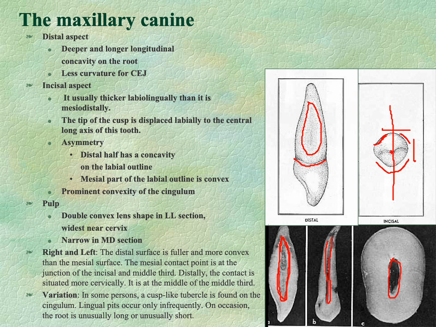The mesial surface is fuller and more convex than the distal surface. The mesial contact point is at the junction of the incisal and the middle third. Distally, the contact is situated more cervically, in the middle of the middle third. In some people, a cusp-like tubercle is found on the cingulum. Lingual pits occur only infrequently. On occasion, the root is unusually long or unusually short. These are the variations that can be seen in the maxillary canine.